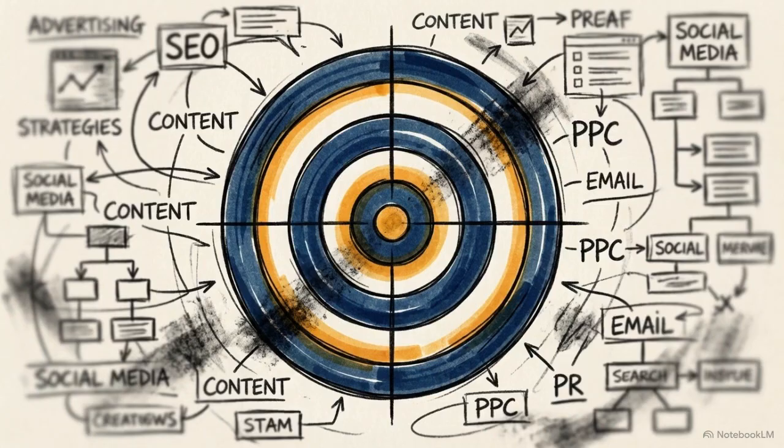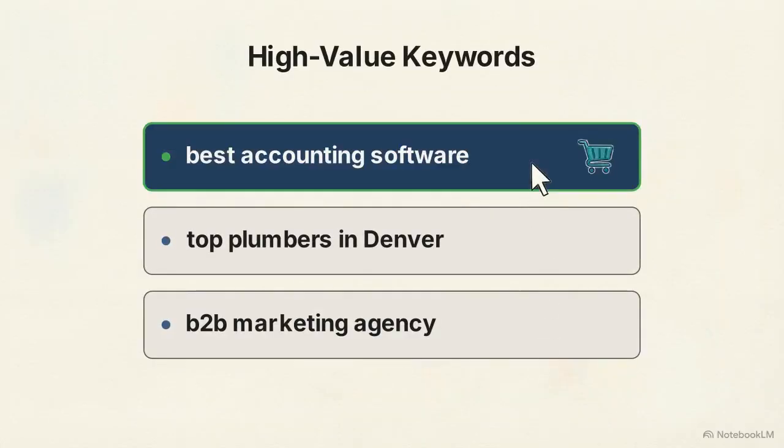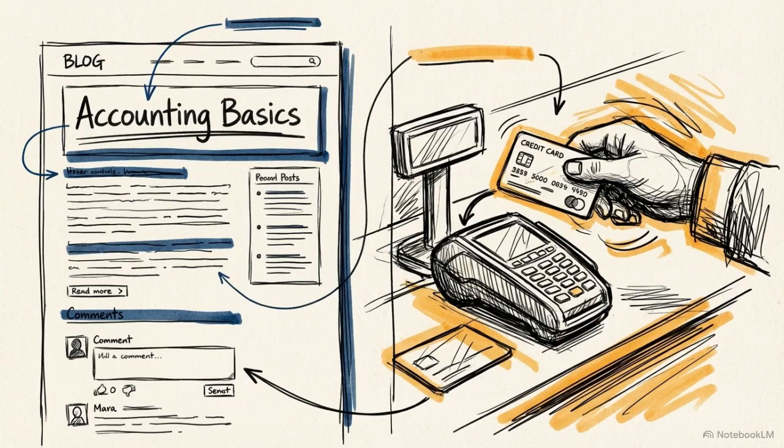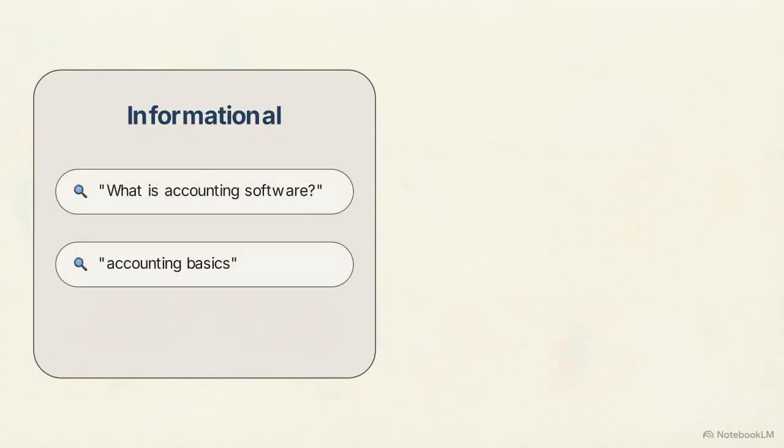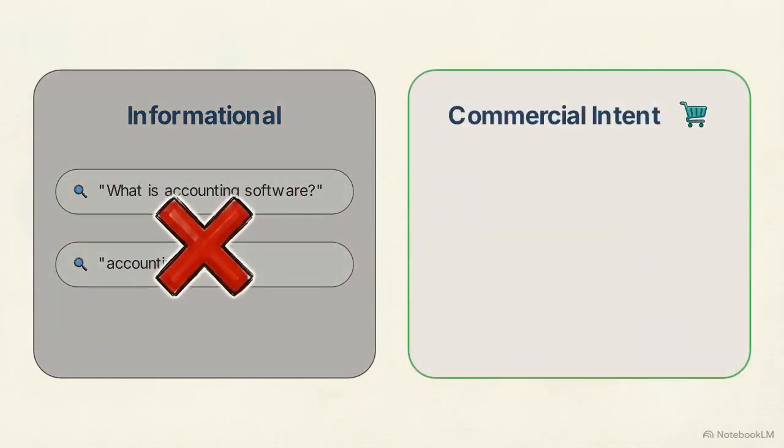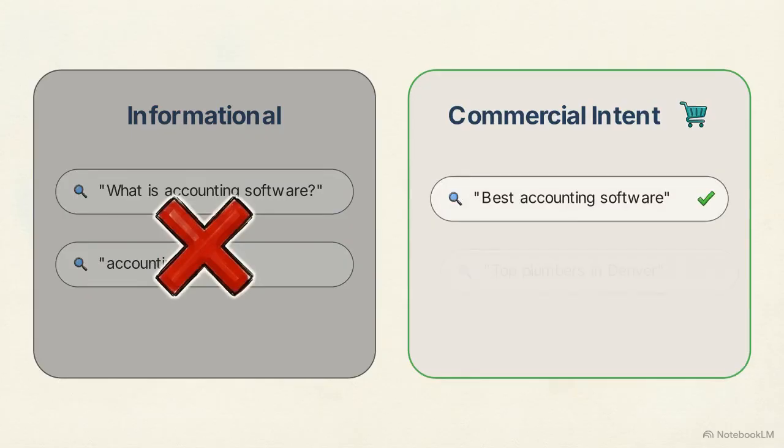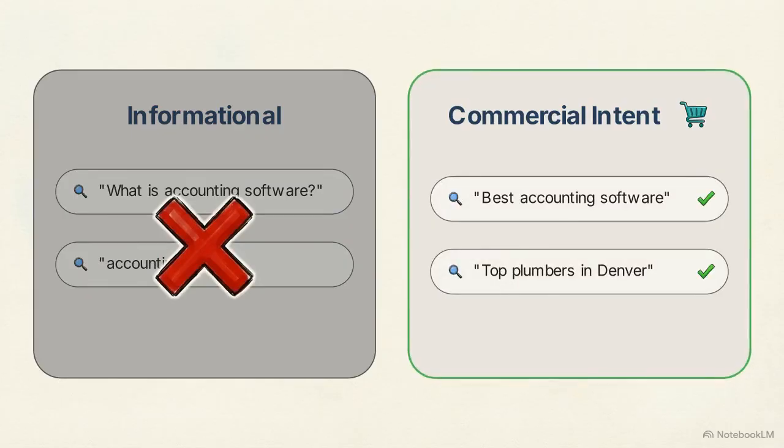Step 1 is identifying your target topics. Define 3 to 5 high-value commercial keywords. Skip broad informational topics and focus on terms that drive actual buyers. Skip queries like "What is accounting software?" Focus strictly on terms that signal intent to purchase, like "best accounting software" or "top plumbers in Denver."